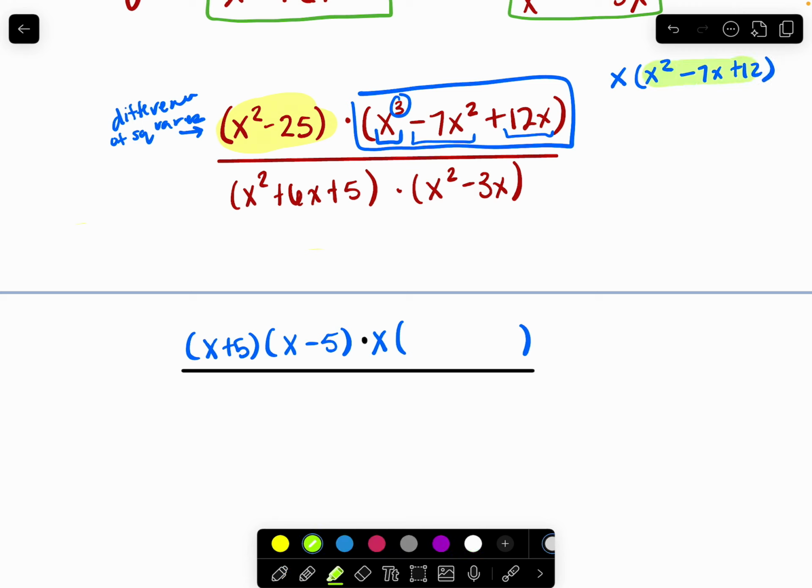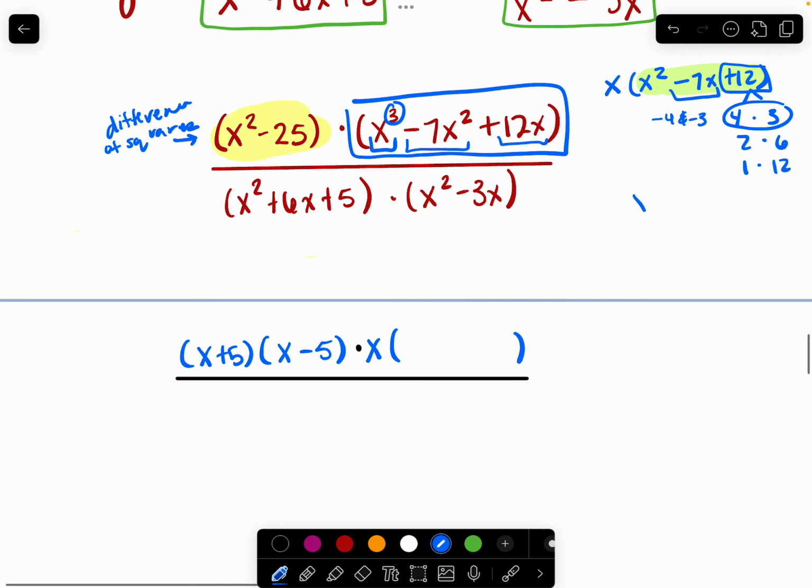So now we can factor this. So we know that 4 times 3, 1 times 6, 2 times 6, 1 times 12. Which one of these add up to 7? We know 4 plus 3 equals 7, but since this is a negative 7 and this is a positive 12, it's going to be negative 4 and negative 3. So when we factor this, it'll be x times x minus 3, x minus 4. So I'll put it here. X minus 3, x minus 4.